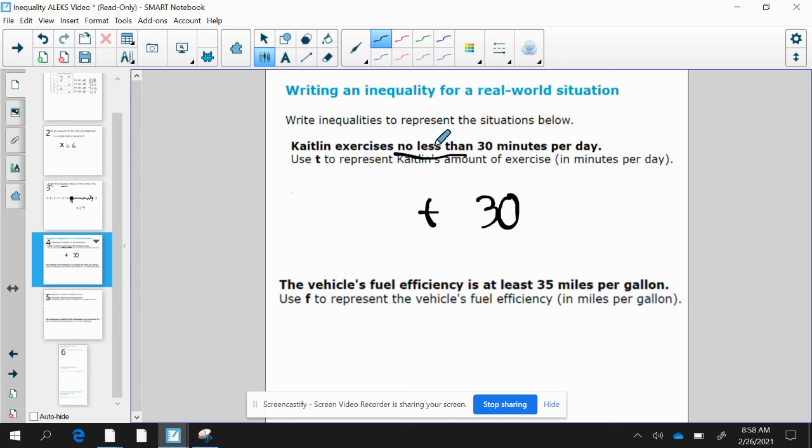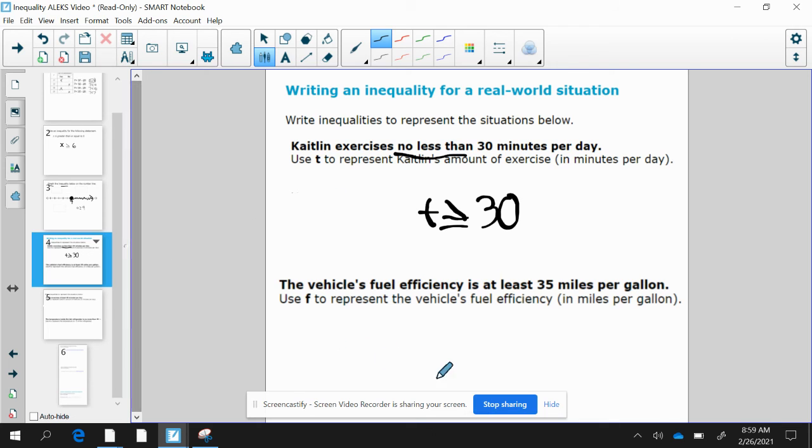So she exercises no less than 30. Can she do 29 minutes? The answer is no, she can't do 29, but can she do 31 minutes? No less than. In fact, if you don't understand that, you can plug in your own example. No less than means she can do more than 30 or she can do exactly 30. So no less than is greater than or equal to.